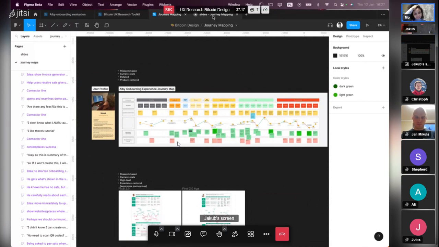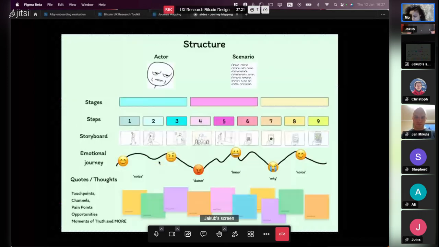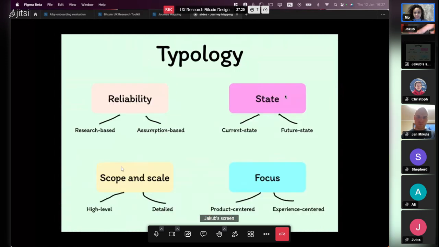This was really well presented. Thank you so much, Jakub. The typology part was completely new to me. I wasn't familiar with this, so this is really interesting. Around the reliability, the state, the scope and scale, and then the focus as well. It's really interesting whether you're researching the current state or the future state.